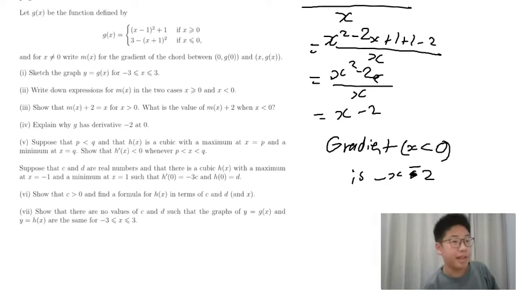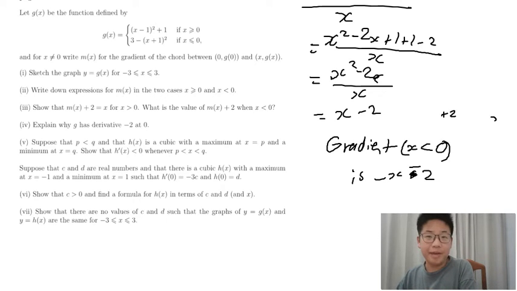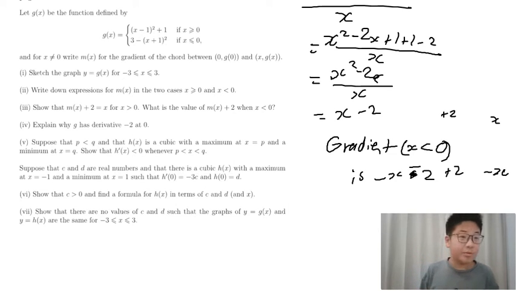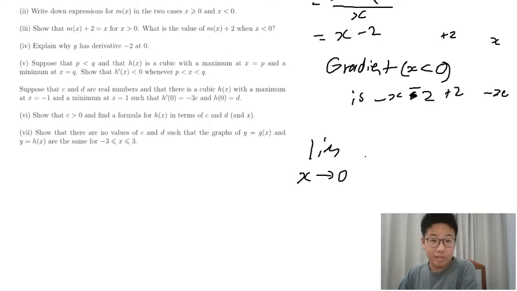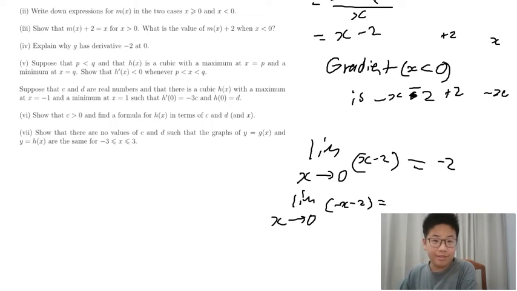Okay, so show that m(x) plus 2 equals x. So that means basically when we add 2 to this, we get x. When we add 2 to this, we get negative x. There, done. Explain why g has the negative 2 at 0. So basically when we write this in math language, limit as x tends to 0 from above of x minus 2 equals minus 2, and limit as x tends to 0 from below of minus x minus 2 equals minus 2.